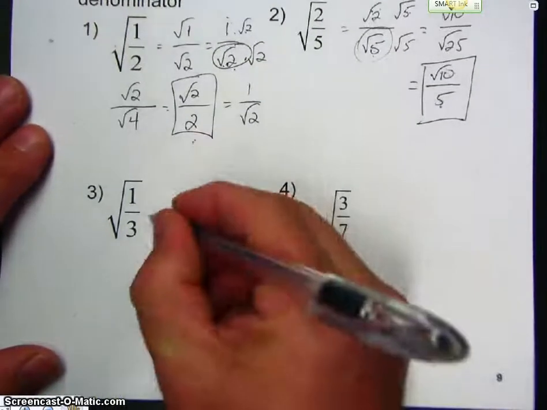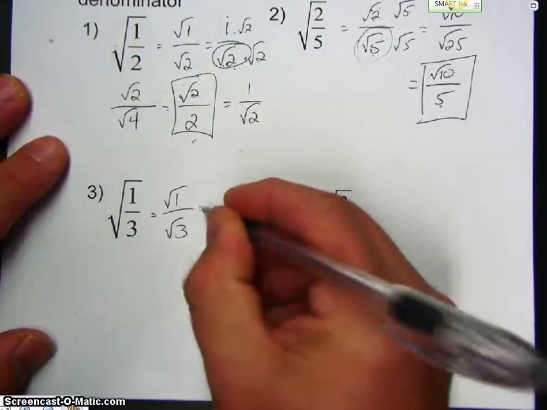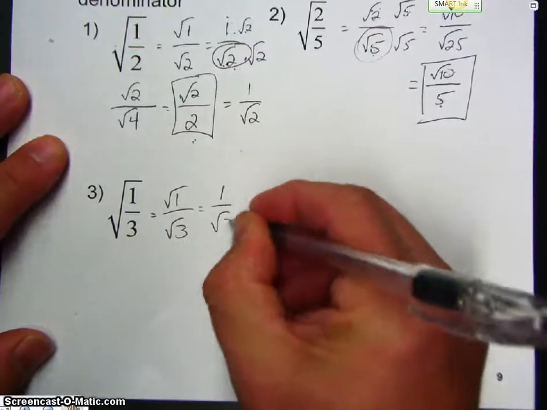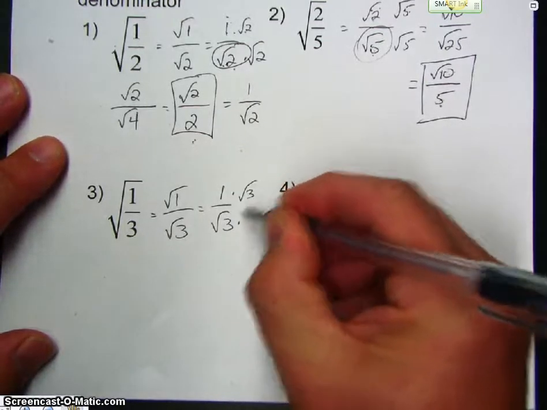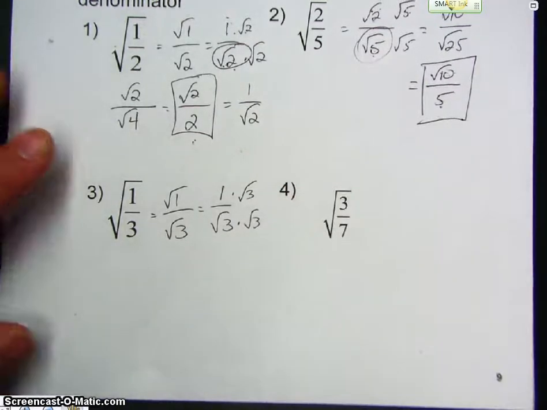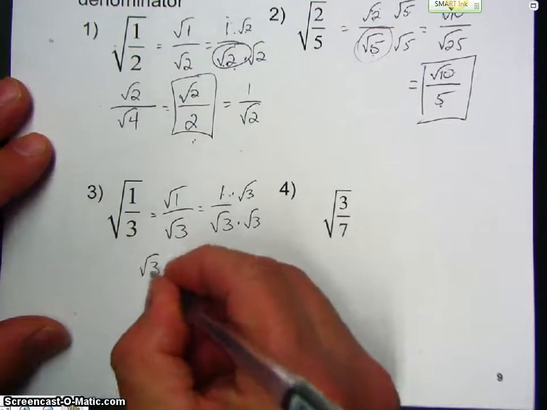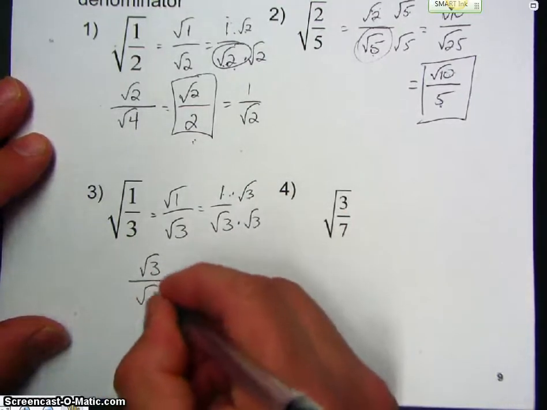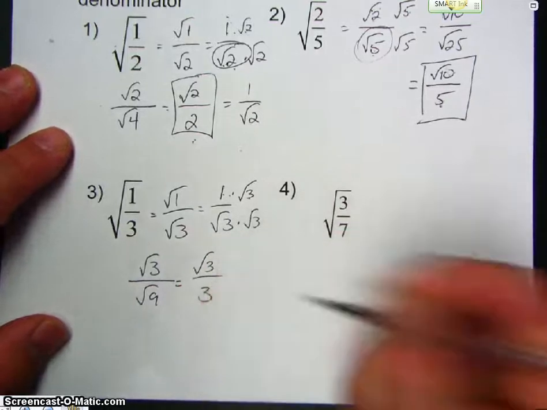Number 3. This becomes square root of 1 over square root of 3. Square root of 1 is 1. I'll multiply the top and bottom by whatever the radical is in the bottom, in this case radical 3, or square root of 3. 1 times square root of 3 is square root of 3. The bottom is square root of 9, so therefore it'll be square root of 3 over 3.